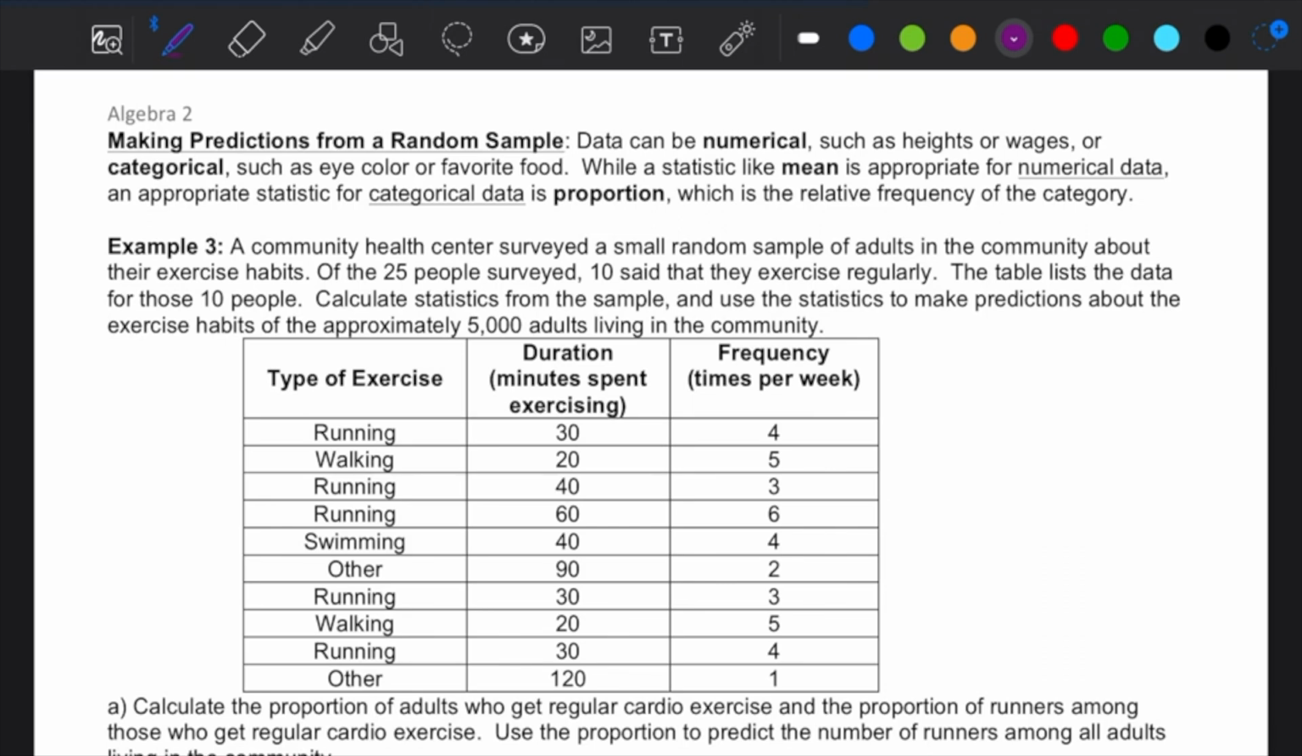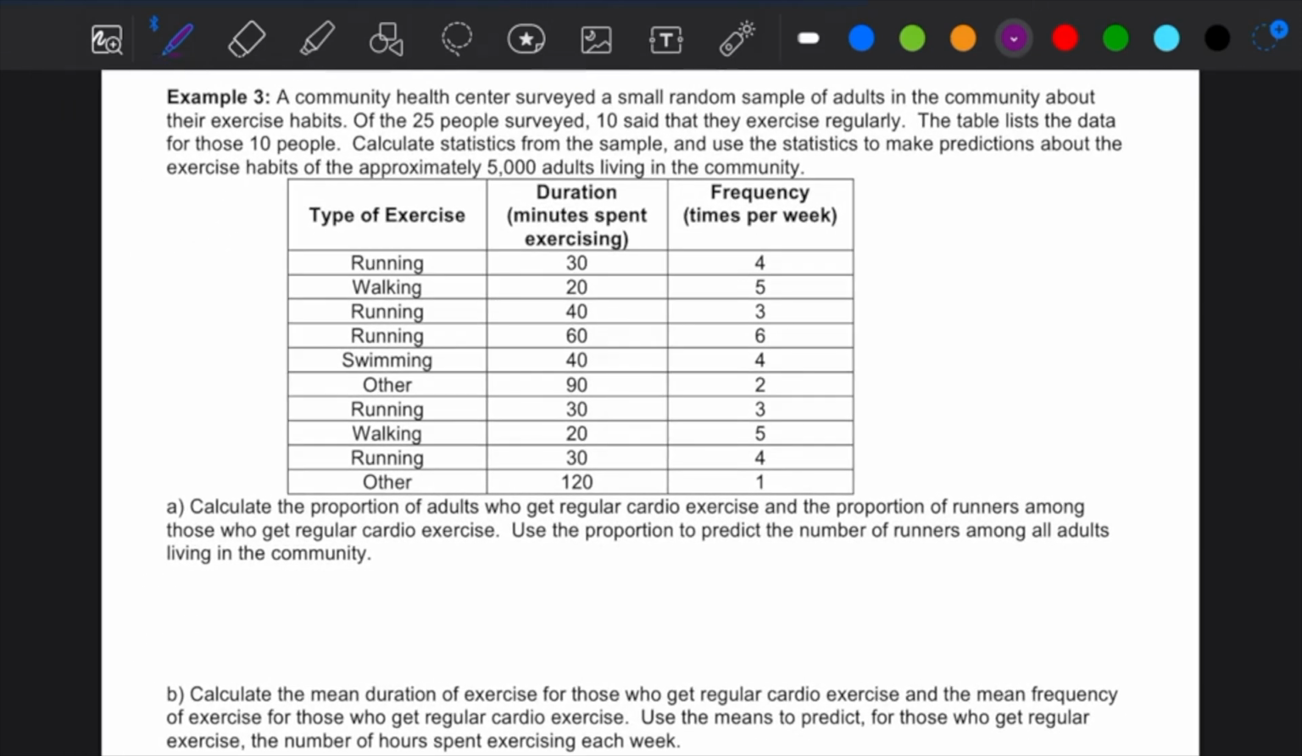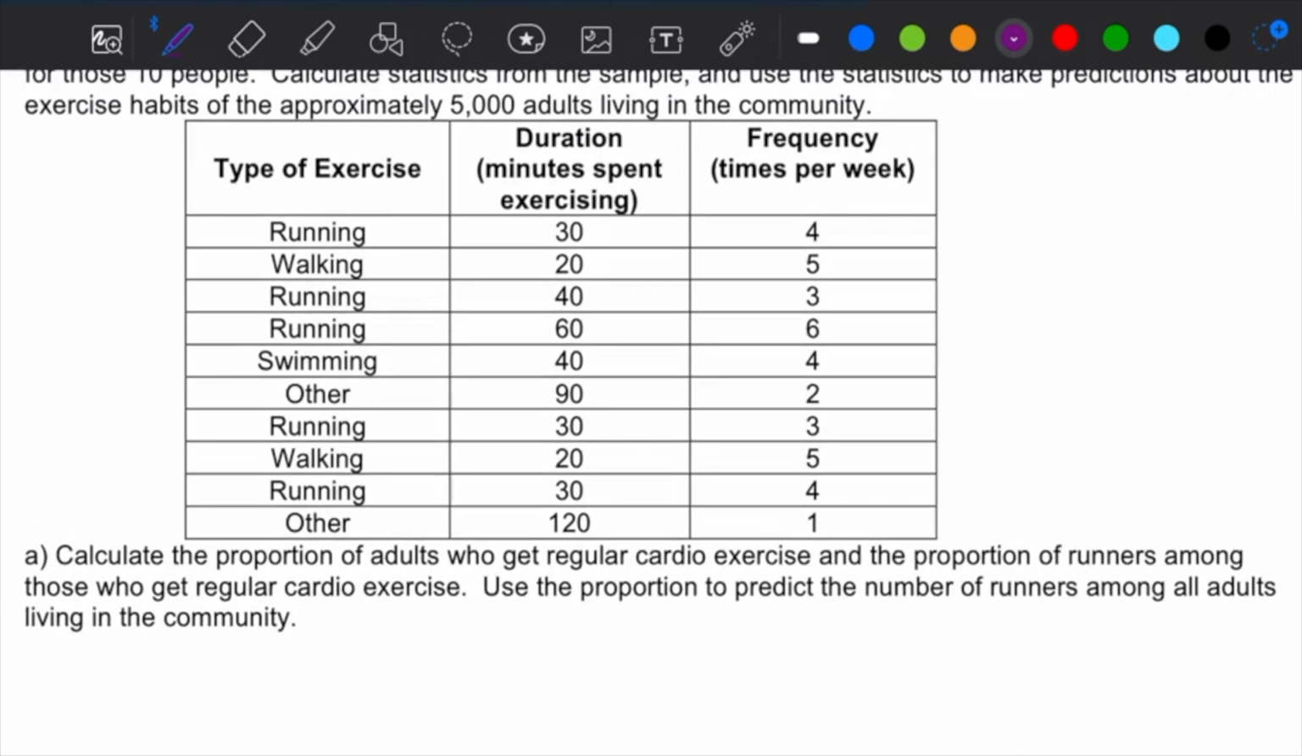Example 3 here. A community health center surveyed a small random sample of adults in the community about their exercise habits. Of the 25 people surveyed, 10 said they exercise regularly, and the table lists the data for those 10 people. Don't forget there's 15 people not included in this table as well. We're supposed to calculate statistics from the sample and use them to make predictions about the habits of the approximately 5,000 adults living in the community. So a very small sample, and we're trying to spread it out over the larger population.